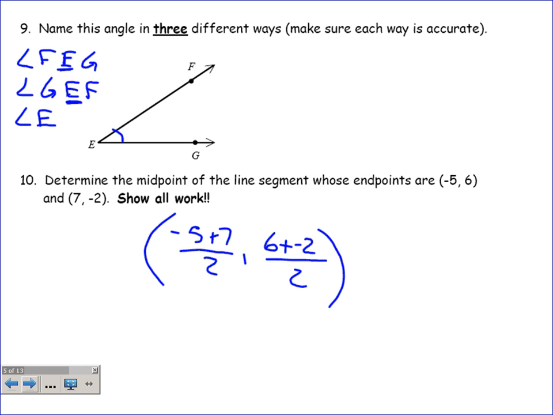-5 plus 7 is 2, divided by 2 is 1. 6 plus -2 is 4, divided by 2 is 2. So our midpoint is going to be (1, 2).